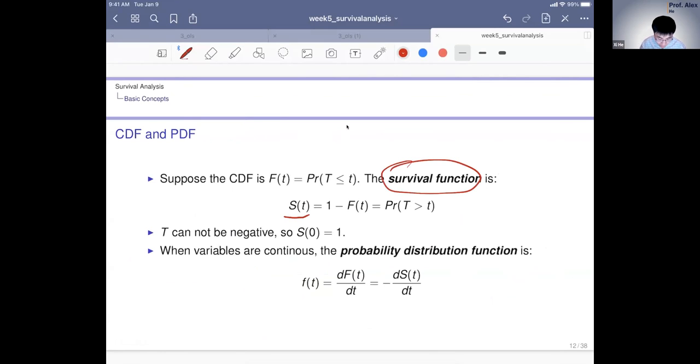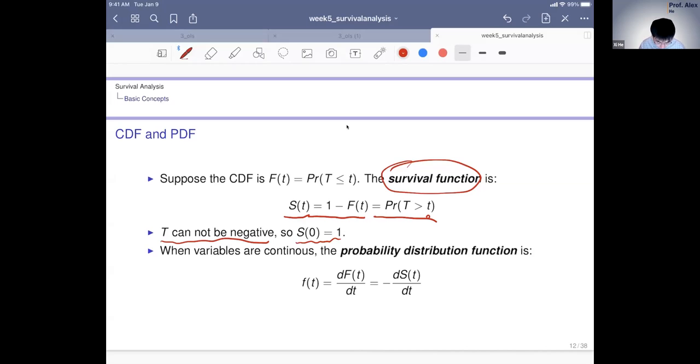And let's denote it by this big letter S, and that just equals one minus the CDF at the value t. And the definition of that is the probability that this random variable is greater than that value. And the duration t cannot be negative. So at time zero, which is the very beginning, the survival function is equal to one, which means that 100% of the people are in the game at the very beginning, but over time that declines.